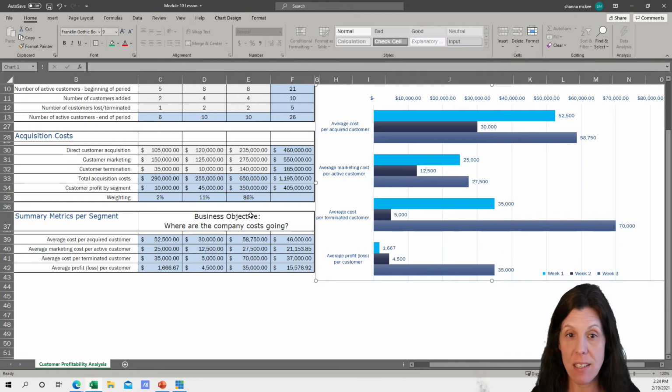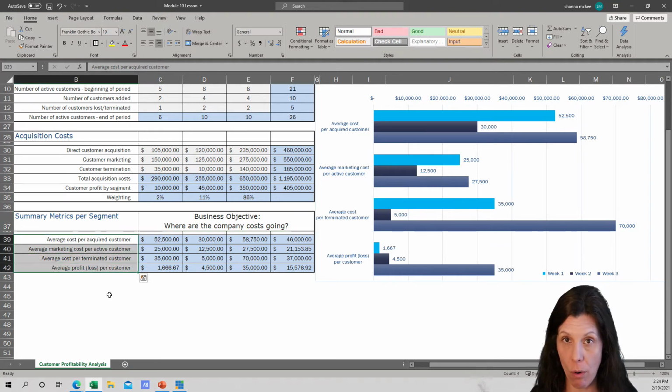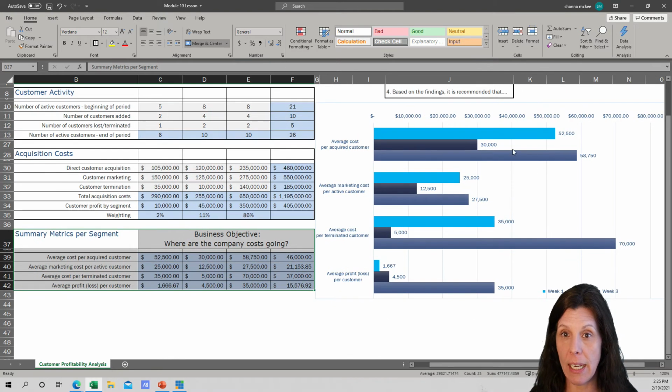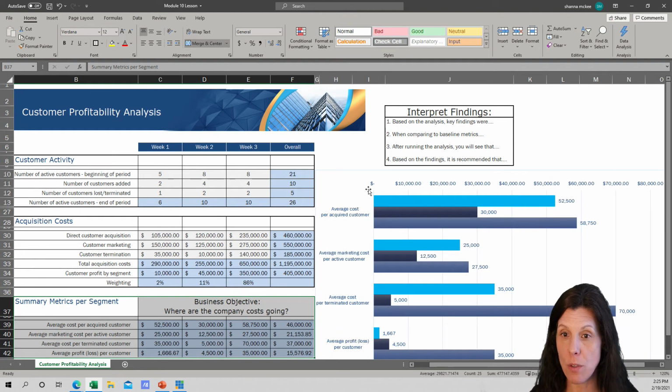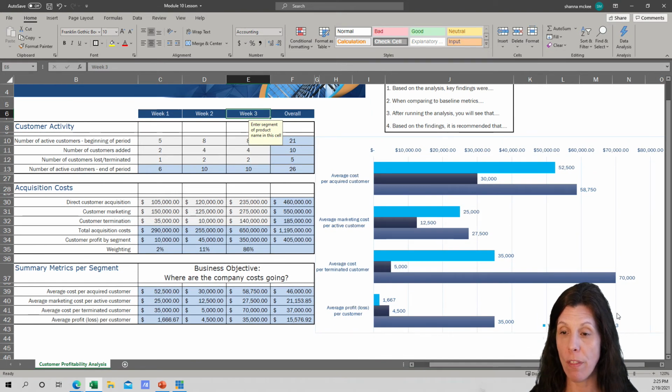So, business objective: where are the company costs going? Here are our categories. From here, we created a dashboard. And this dashboard shows the average cost per acquired customer broken down by each week. You can see here the columns. We have week 1, week 2, and week 3. We can also identify that with our legend down here at the bottom right.